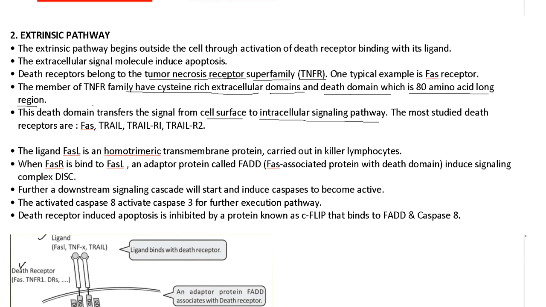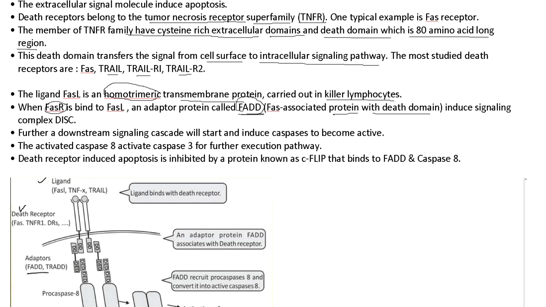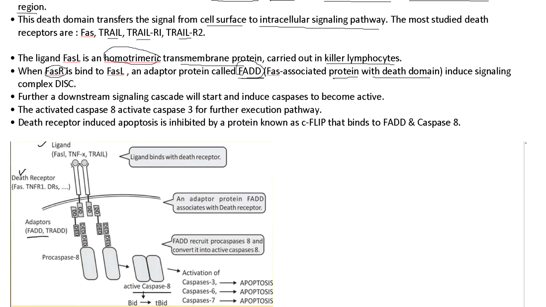The most studied receptors are Fas, TRAIL-R1, and TRAIL-R2. The ligand is FasL, which is homotrimeric in nature, and it is a transmembrane protein carried on killer lymphocytes. When this receptor binds to the ligand, there is an adapter protein called FADD, Fas-associated protein with death domain. This protein has a death domain and is associated with the Fas receptor. FADD induces the formation of a signaling complex known as DISC.